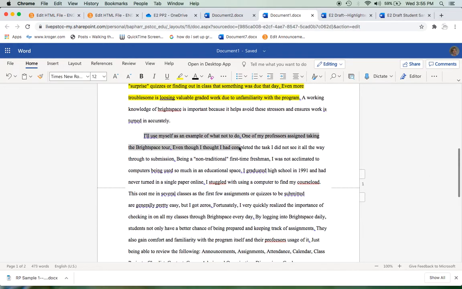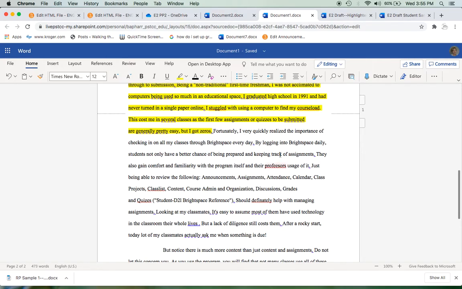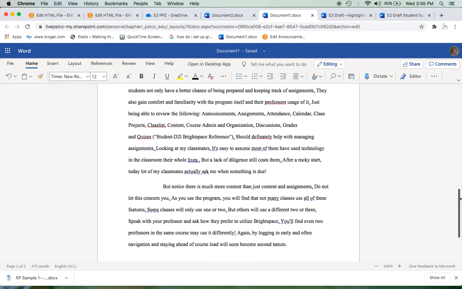And then all of this right here is a description of the problem that this particular student writer had. So it's yellow too. Right here though, this writer starts shifting to the solution. So I'll go back and highlight that green in a minute. But let's find the rest of the problem sentences. This sentence right here, these two sentences, are also problem sentences. Looking at my classmates, it's easy to assume most of them have used technology, but a lack of diligence, which is a problem, still costs them.